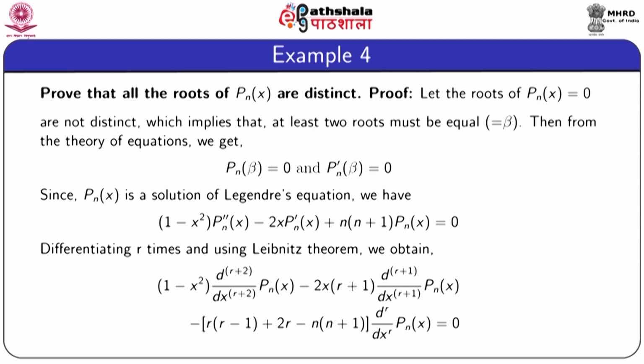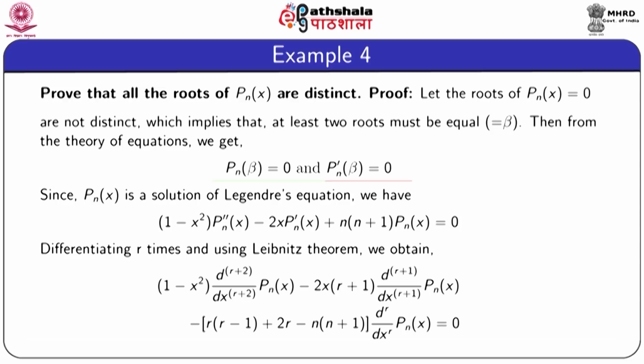Our next example: you have to prove that all the roots of Pn(x) are distinct. That means they are not repeated. To prove that, we use the method of contradiction. Let the roots of Pn(x) be not distinct. That means there must be at least two roots which are equal, and let it be beta. Now, from the theory of equations, we get that Pn(beta) is equal to 0 and P'n(beta) is equal to 0.